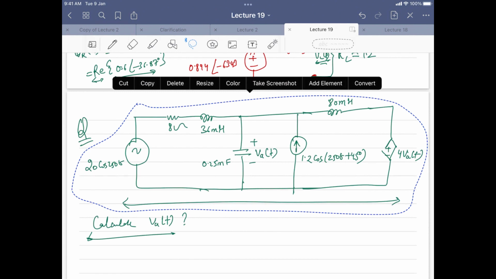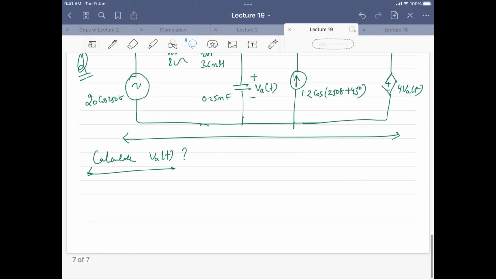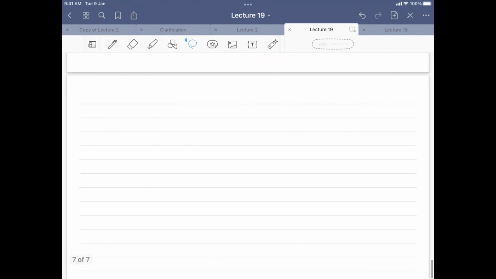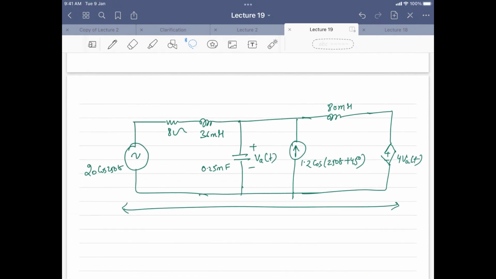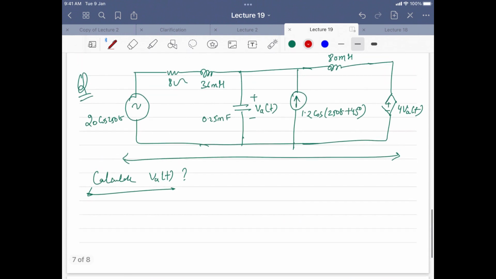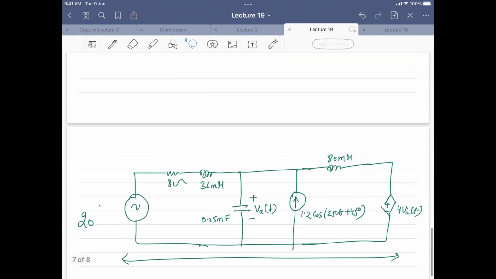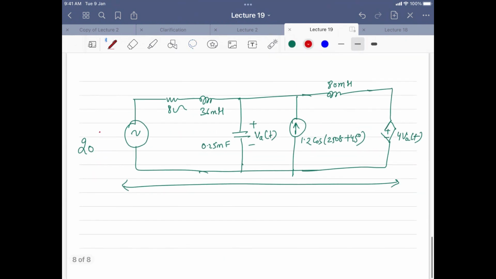Sir, we can do it by nodal analysis. Yes, I think nodal analysis will be the perfect choice here, because of the way this diagram is looking. It's better to go for nodal analysis here. So if I write it in phasor format, how will I write it? 20 angle 0. This remains the same. What about the 36 millihenry? What will this be? 9j.